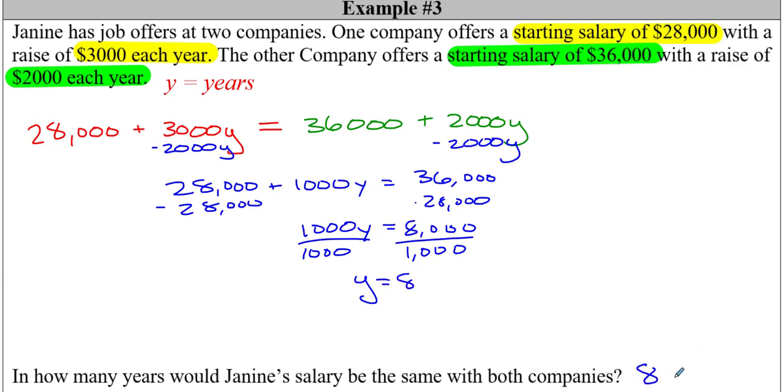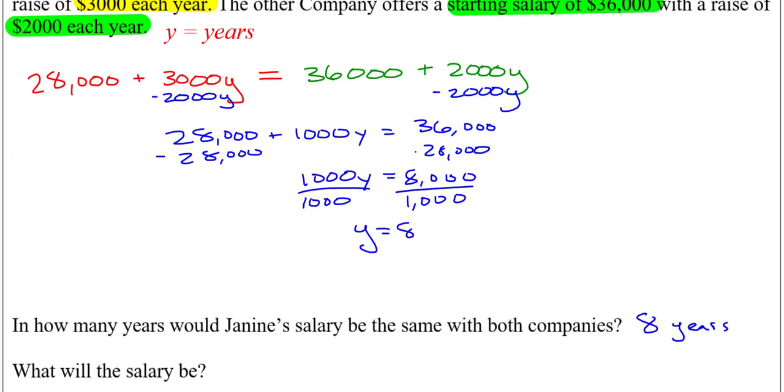So in 8 years, right? Remember, we solved for y, and y means years. In 8 years, it indicates that they are the same. So if they are the same in 8 years, what is that actual salary going to be? There's our next question. We know that this expression is equal to this one, so we can actually plug that 8 years into either one of these sides. I'm just going to do it to that first one here.